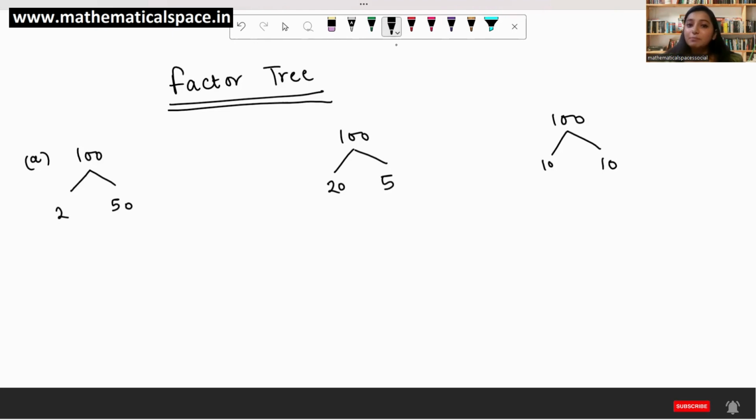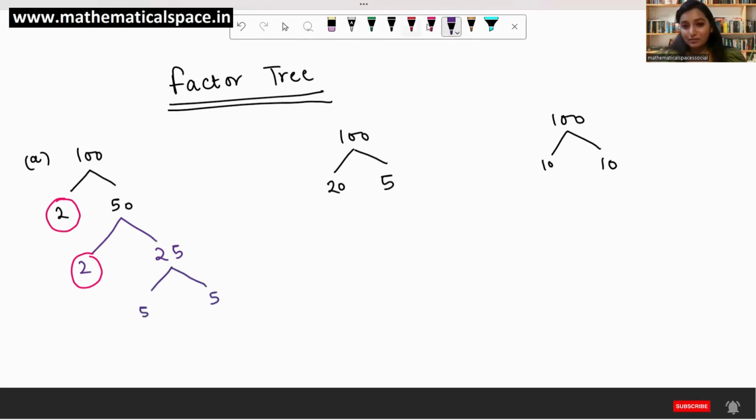Now 2 is already a prime number, so we will circle it. Now we will write 50 as a product of two numbers. So 50 can be written as 2 times 25. Right? Now as we know 2 is a prime factor again, we'll circle it. When we get the prime factor, that branch is closed. Now 25. 25 is not a prime number, right? Because it has more than 2 factors. So 25 can be written as 5 times 5.